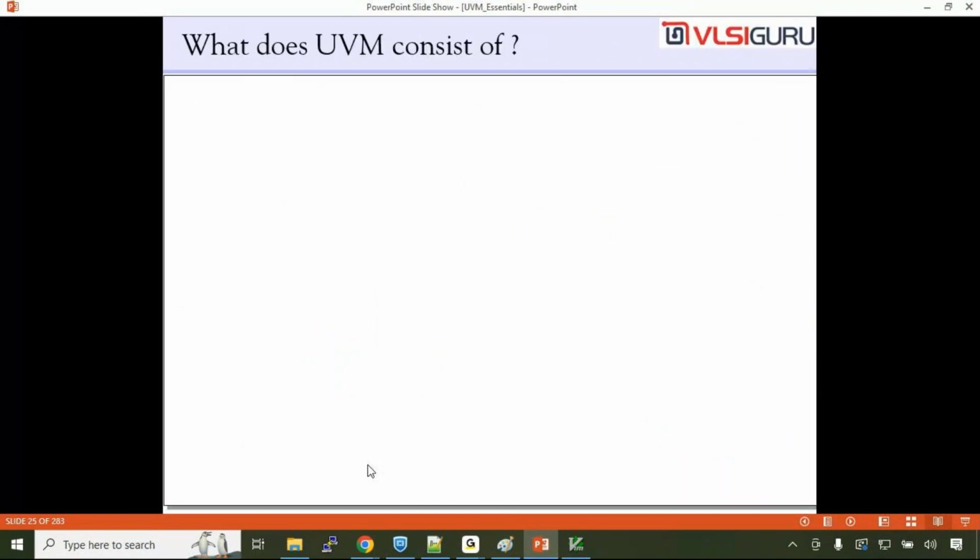What does UVM consist of? I mean, when you say UVM, what exactly is part of the UVM? Can someone tell me what is part of UVM? What is there in UVM? A lot of pre-implemented classes.